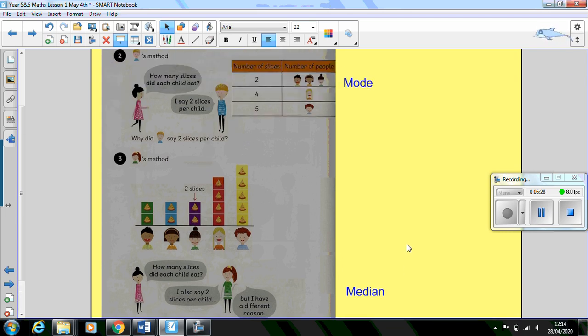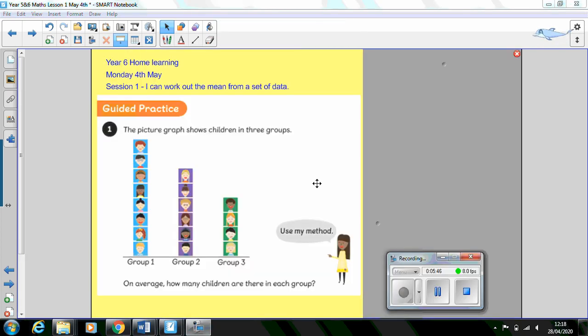Now in today's year 6 curriculum, we don't look at the mode and the median, but that's no problem. I feel it's important that we share those, and you will start to look at them in year 7, 8 and 9 as a way of working out the average. But today we're going to look at the mean. Let's move on to the guided practice.